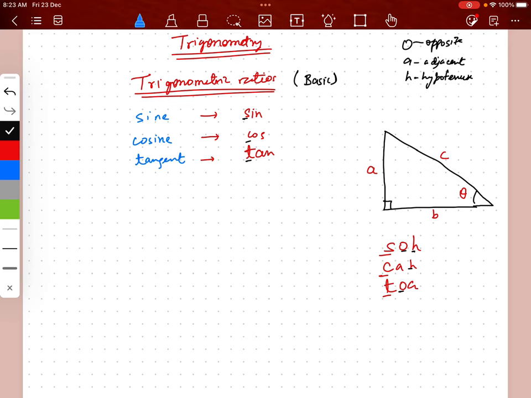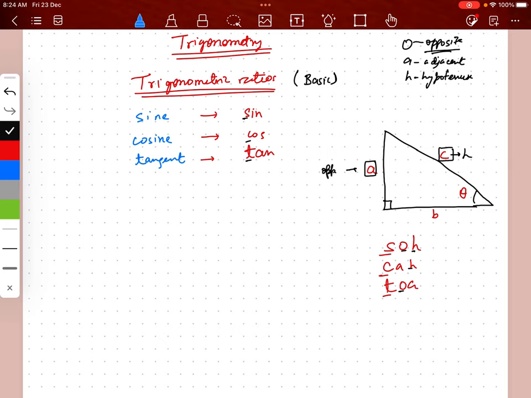First of all, the hypotenuse is the side which is opposite to the right angle in a right triangle. So this side C is the hypotenuse, because it is opposite to the right angle. Then what is the opposite side? The opposite side is the side opposite to the angle in reference. If we're talking about this angle theta, and we have to find the sine of theta, then the opposite side to this angle theta will be this one. So in this case, when talking about this angle theta, this is the opposite side.